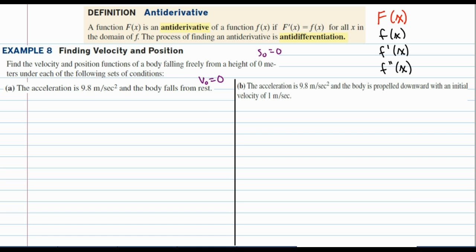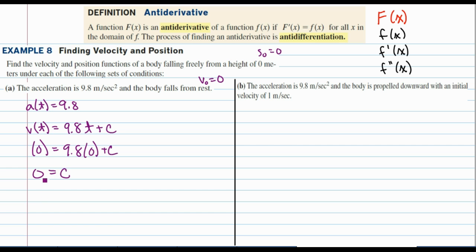Okay, so let's see. Acceleration, a of t, is going to be 9.8. So we can find the velocity by taking its antiderivative. That's going to be 9.8t, and don't forget that constant that always can be there, c. So how are we going to find out what c should be? Well, we know about the initial velocity. The initial velocity was 0. So at time 0, the velocity was 0, which means c equals 0, and the velocity function is just 9.8t plus 0, which we don't need to write.